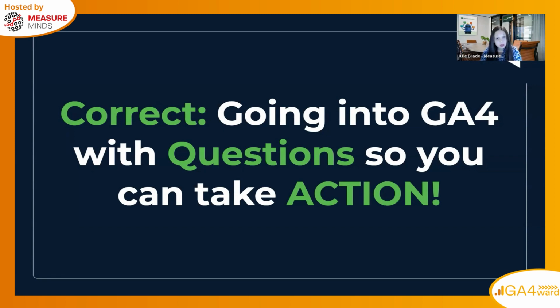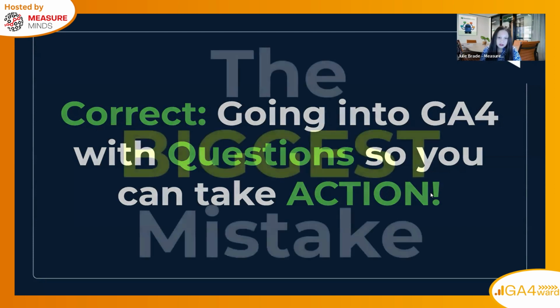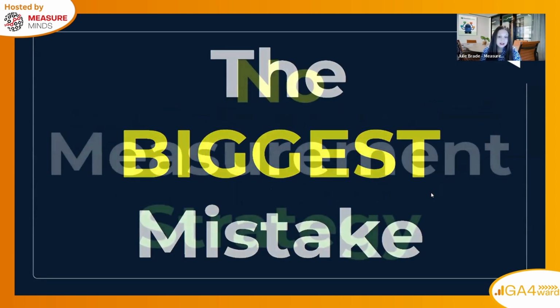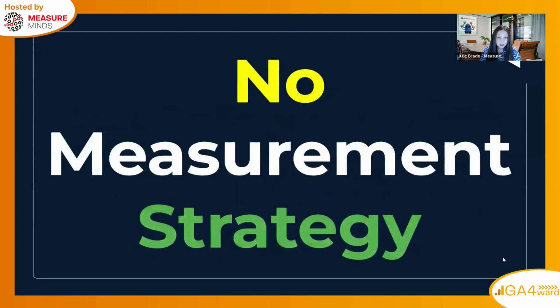However, when we go into GA4, we're not doing the same thing. So this is where going to GA4 with a question like, how is my user journey performing? Is it performing within the conversion rate or these forecasts that I'm expecting? And if not, then I know what action I need to take. That is one of the pro tips, not just with Google Analytics 4, but with any analytics platform. So the biggest mistake is that there is no measurement strategy.